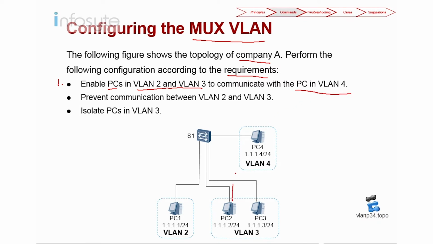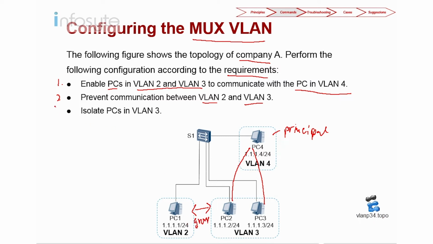So both VLAN 2 and VLAN 3, PC2 and PC3, can communicate with PC4. It indicates that this is a principal. Second, prevent communication between VLAN 2 and VLAN 3. These two cannot communicate, so this is a group.